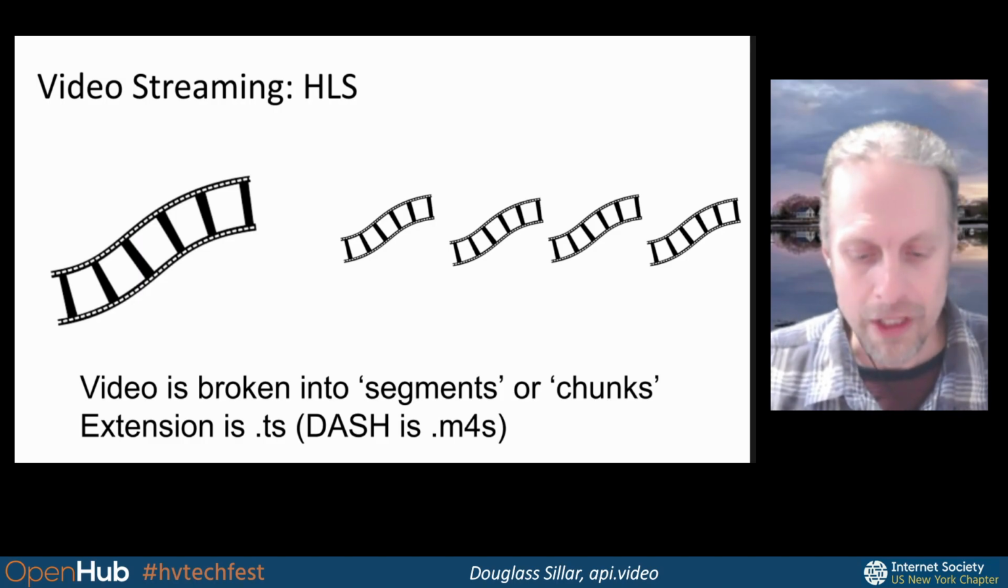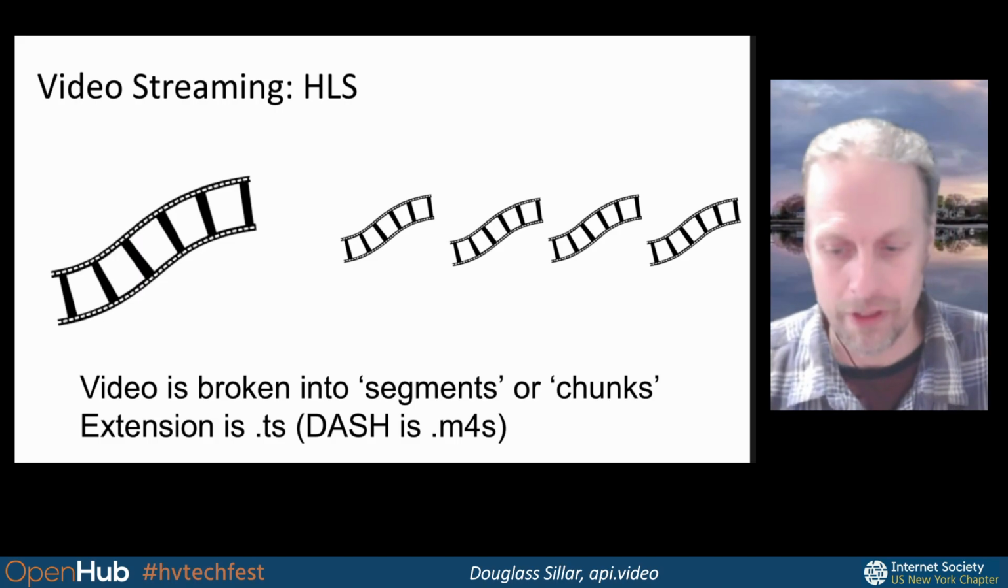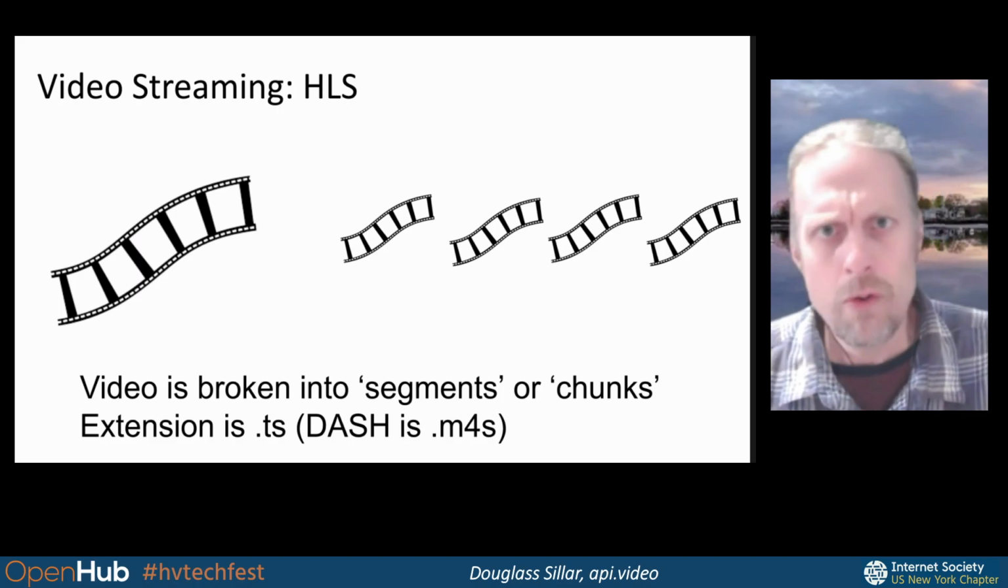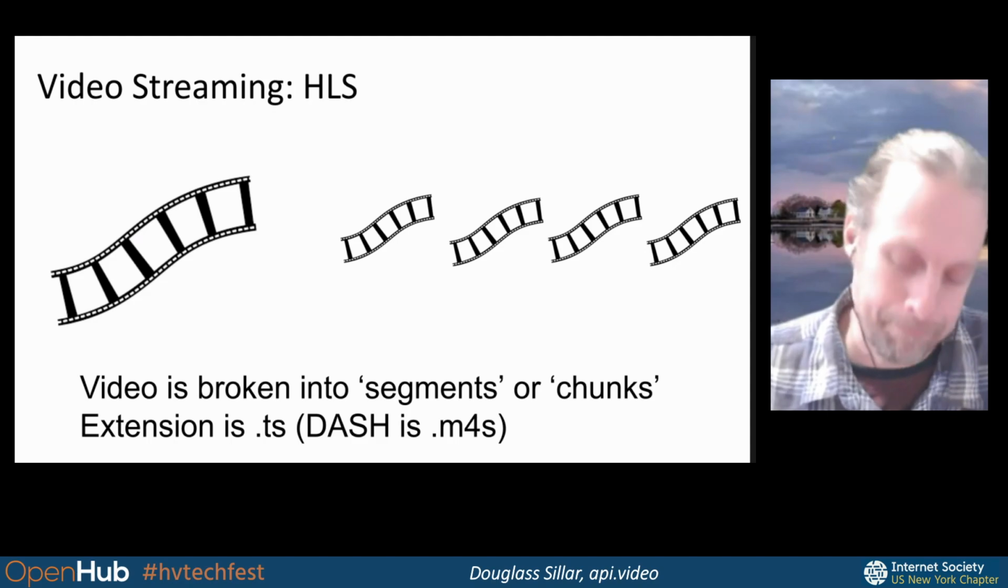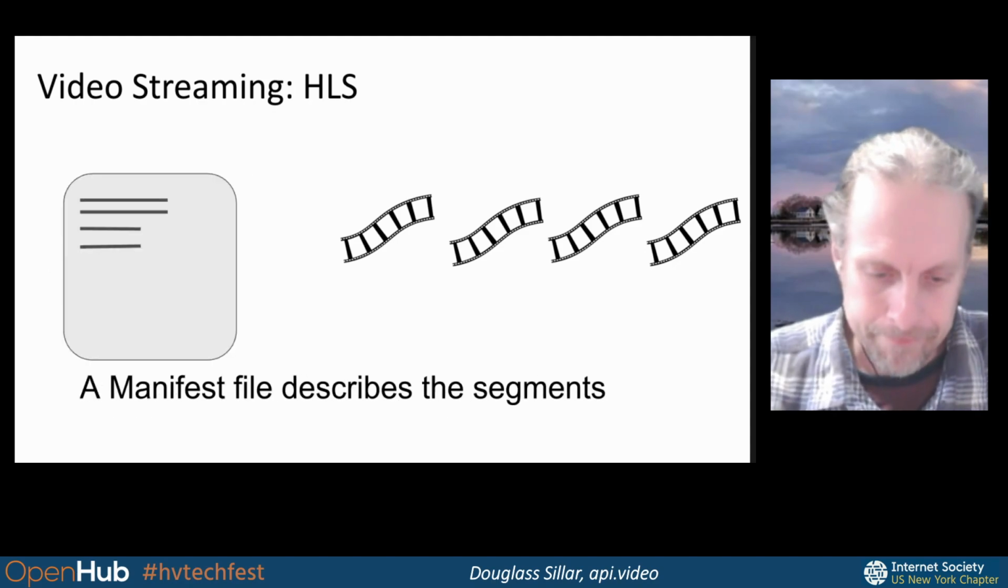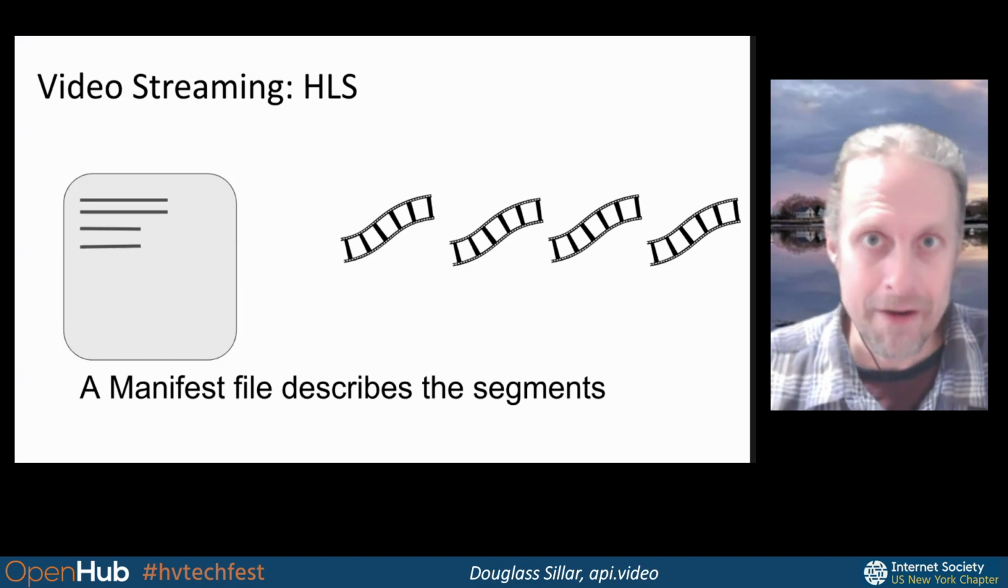In HLS, you'll see a .ts file. In Dash, you'll see .m4s, right? Those are just the names of the segments that the video is broken up into. They're usually 2, 4, 8 seconds long, you can cut them up any size you want. There's a text file, called a manifest file, that describes the segments.